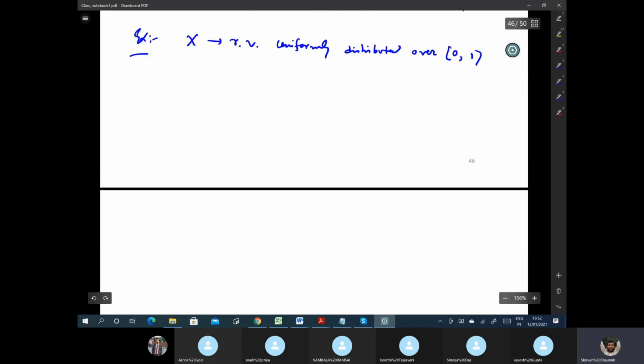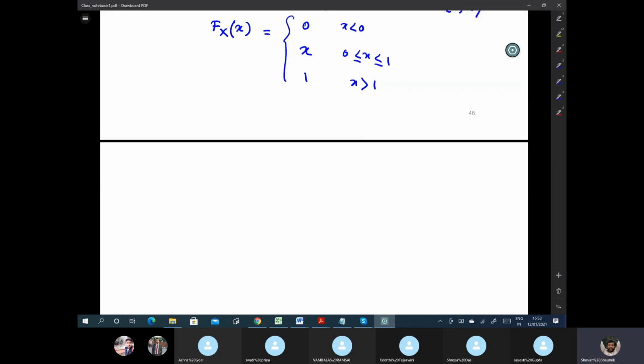So if it is uniform on (0, 1), then what will be its f_X? f_X of small x will be equal to 0 when x is less than 0, equal to x when x is less than 1, and 1 when x is greater than 1. Okay, so now we want to find the CDF of X.